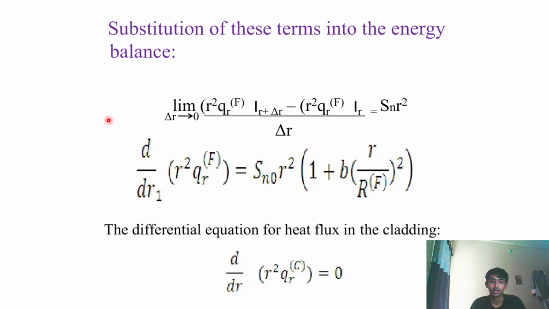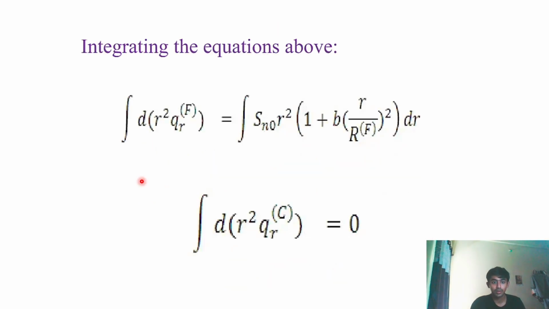so we take the limit on both sides, limit tends to 0, so it becomes a differential equation like d upon dr of r square qf, and putting Sn equals Sn naught times 1 plus b square r plus r square. Okay. So for the cladding system, what we are discussing is that there is no heat generation. So due to this cladding system, this will be 0, and this is for the fusionable material inside, where the heat is generated. Moving to the next, the integral.